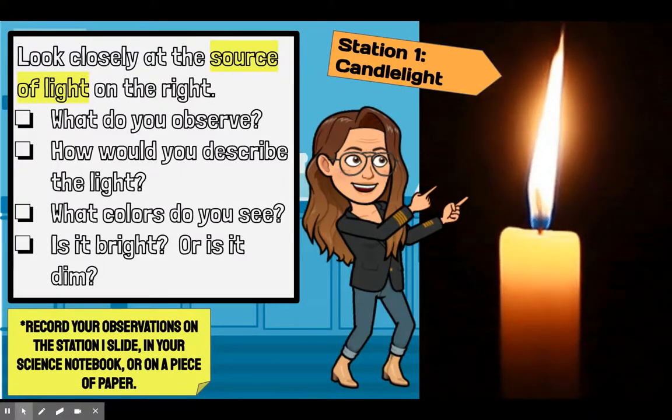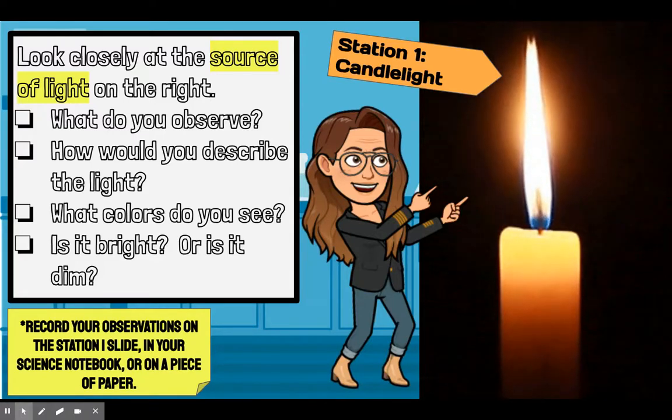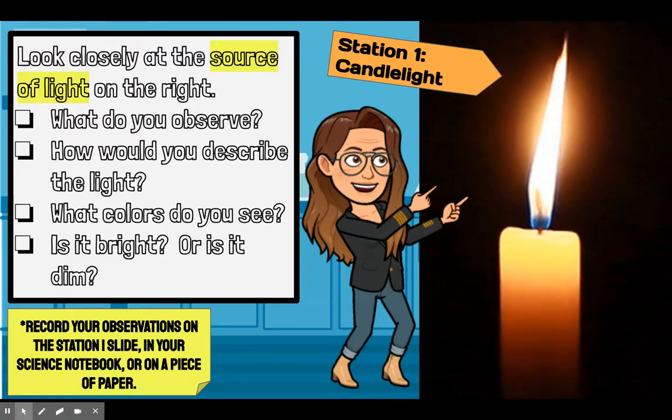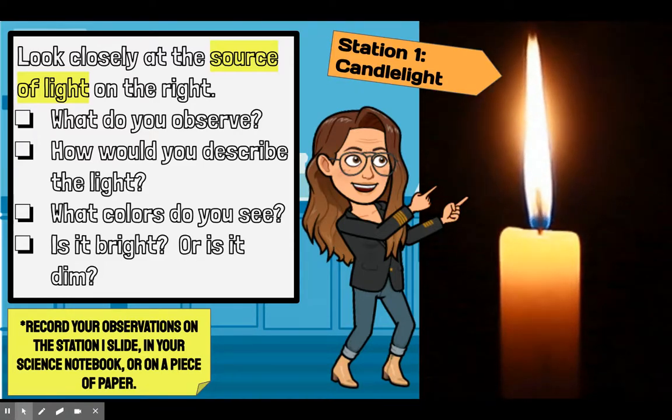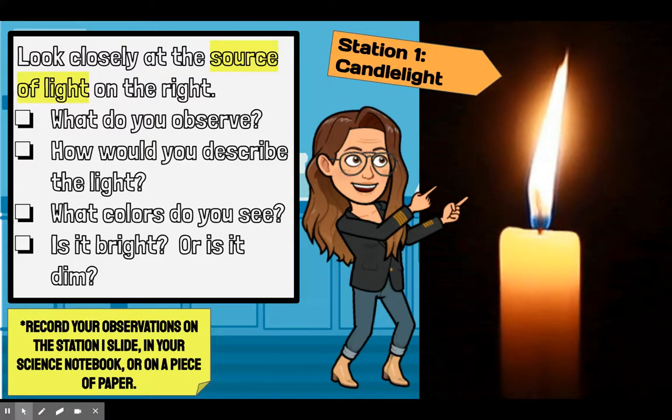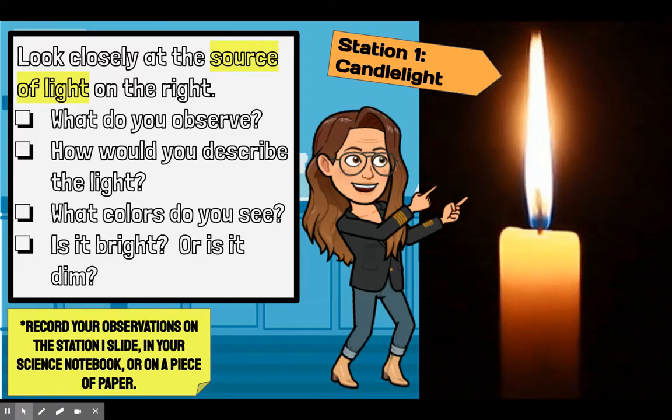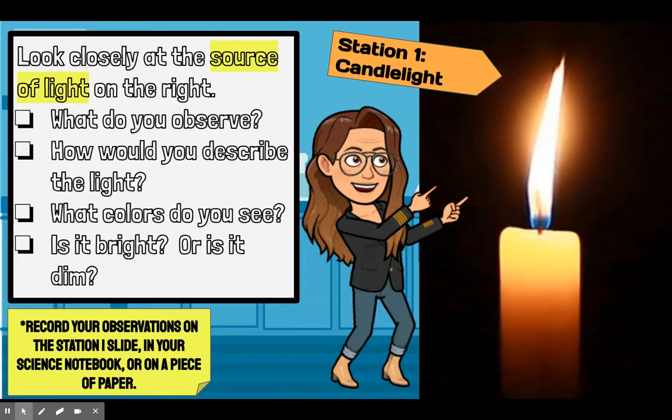So, scientists, we are going to be stopping at a couple of different stations to make some observations about different light sources. The first one is a light source called candlelight. So you can see that the candle has already been lit. And I want you to just take a minute and jot down what you observe.